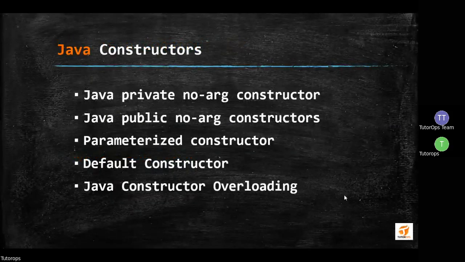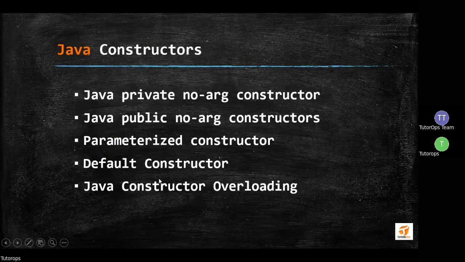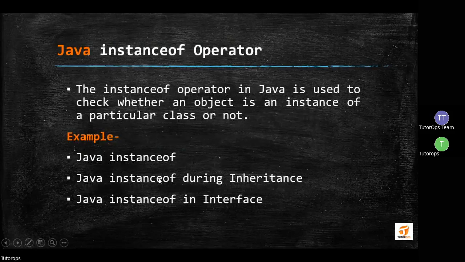Java constructor: this is the parameter constructor, default constructor, and Java constructor overloading. Overloading will be clearer when I talk about method overloading. Like 1 argument, 2 arguments, 3 arguments, 4 arguments, those are all overloading. Constructor overloading. Instance of operator.